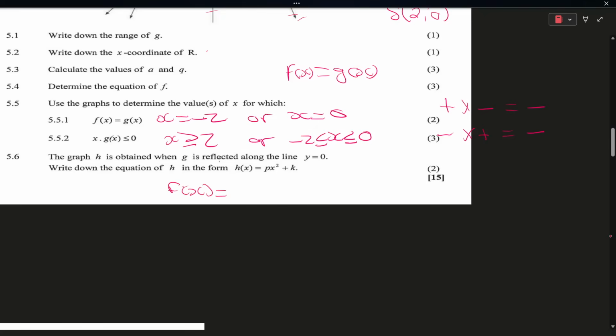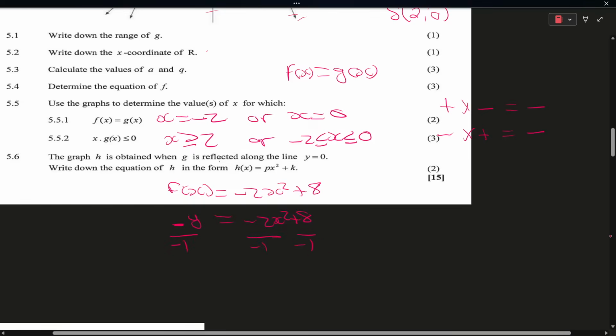So what is the value of a that we calculated? It was -2. What is the value of q? It was 8. So y is equal to -2x plus 8. So they reflected along y, so we introduce a negative here. And then what do we do after? We have to cancel this negative, so we divide everything by a negative number, -1.